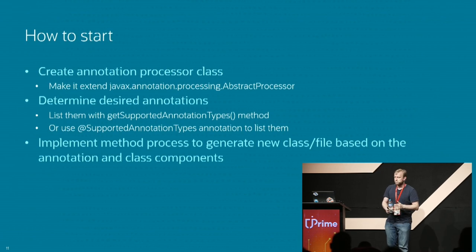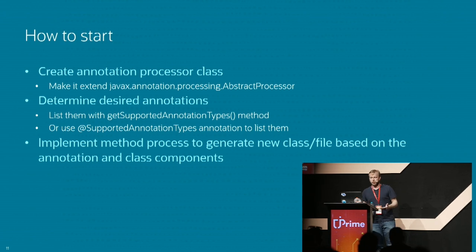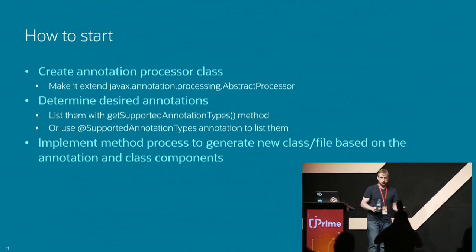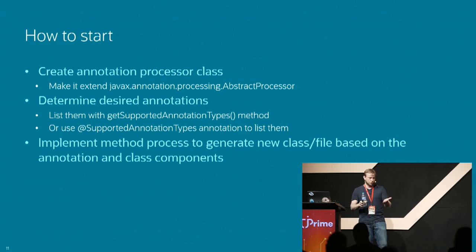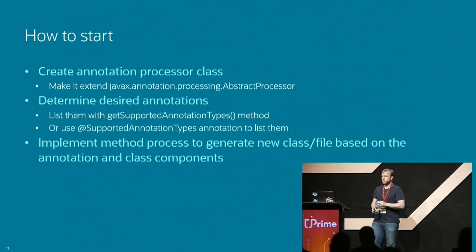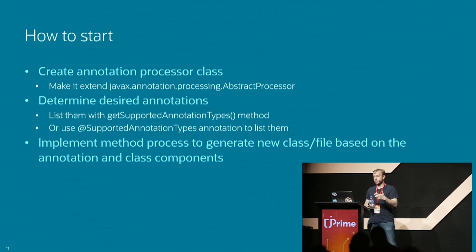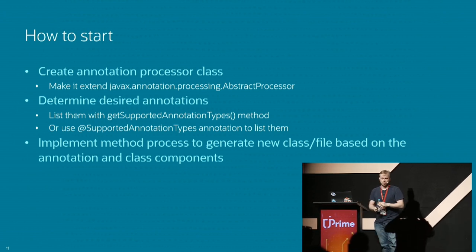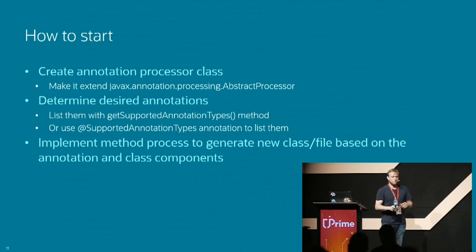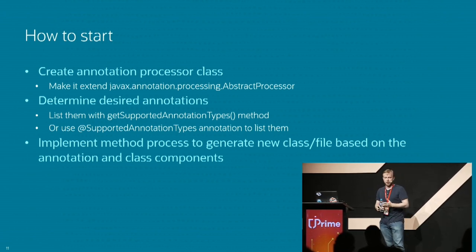Right, so how to start with it? What should we do first? Well, firstly, we need to create a new class that we would like to be the processor. And to make it a processor, the fastest way is to make it extend the AbstractProcessor class. Once you do that, you have the first step ready.